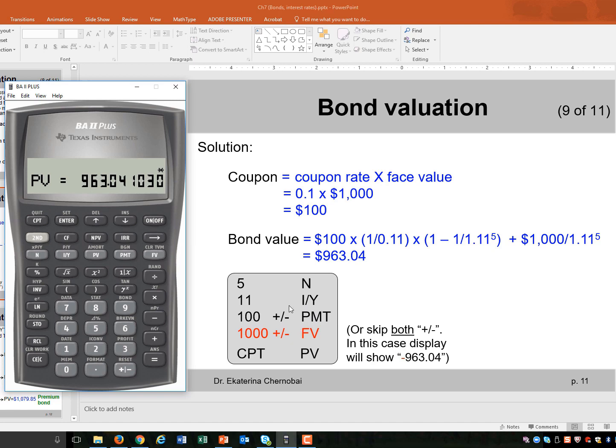What if you didn't? What if you left them as positive? The only thing that would be different is that when you get your bond value, the answer, right, on the display, it would be displayed with a negative sign. Otherwise, it would be still the same dollar amount, $963.04.